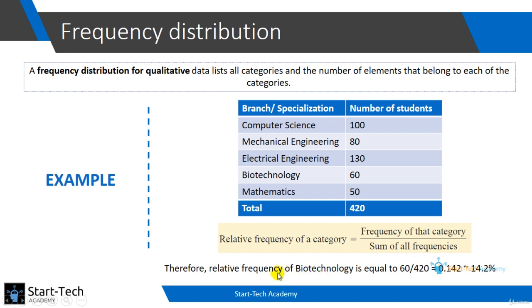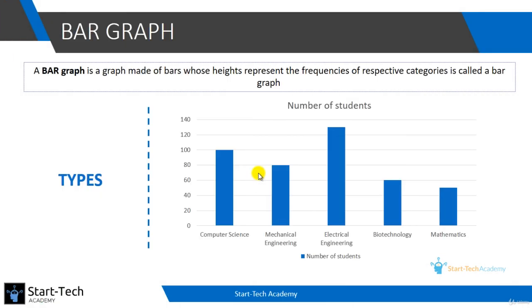That is, if I want to find out the relative frequency of students belonging to biotechnology, it is 60, the frequency of this category, divided by the total frequency, which is 420, which is equal to nearly 14.2%. So when we build a frequency distribution for qualitative data, that is, there are clear discrete categories, and we draw a graph of it, it is similar to a bar chart. A graphical representation of frequency distribution for qualitative data is known as bar chart.